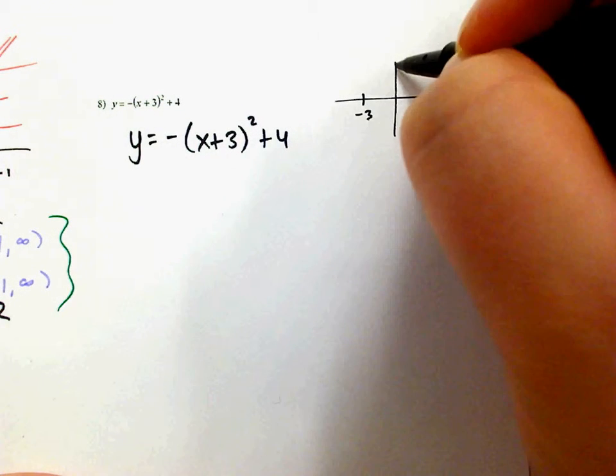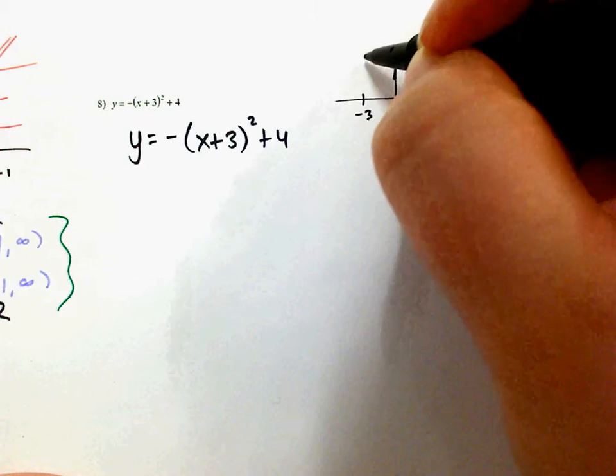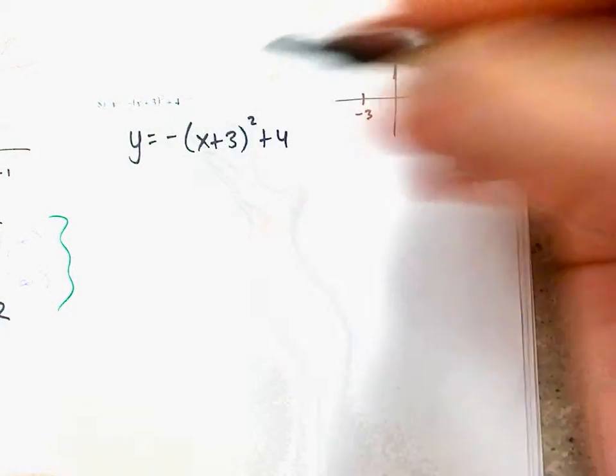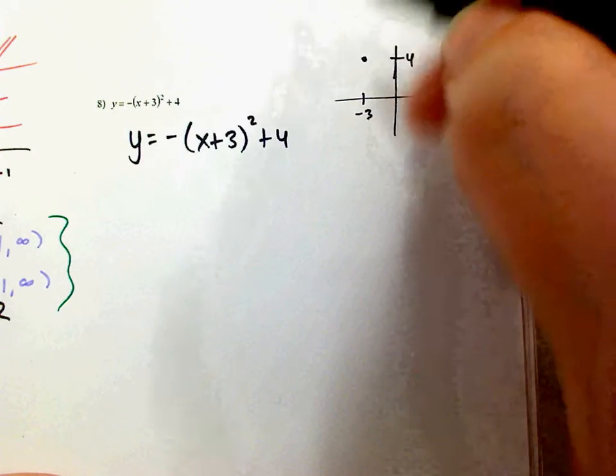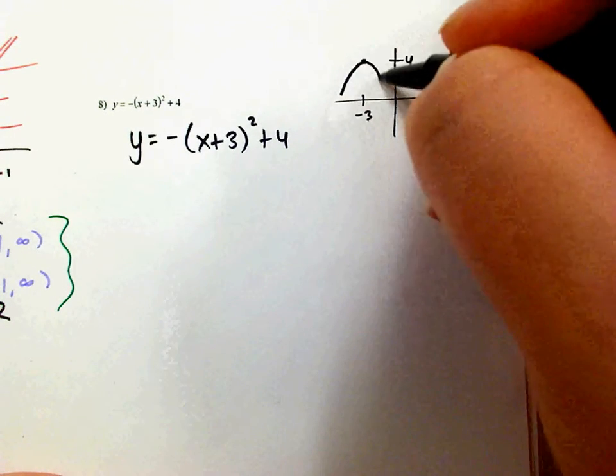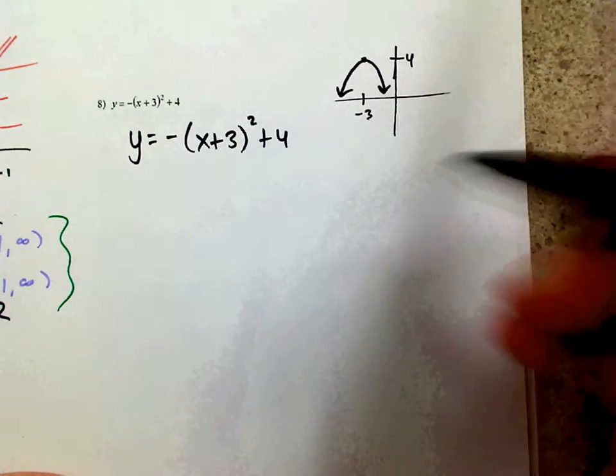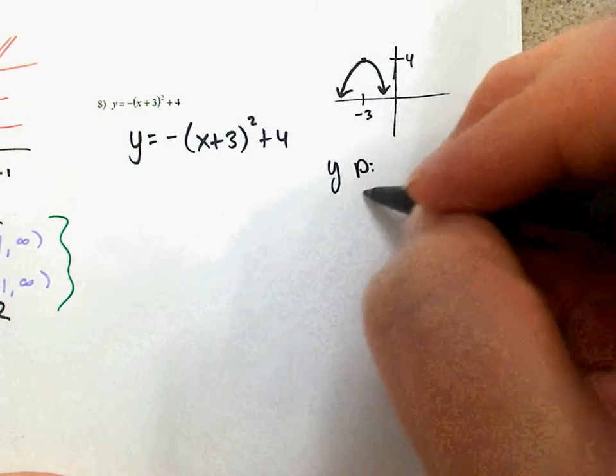And there's my vertex, but the fact that it has a negative in the front means it doesn't open up like the other problems. It opens down. Okay? So let's find the domain and range of my function and its inverse.